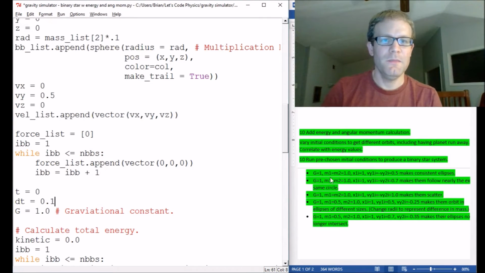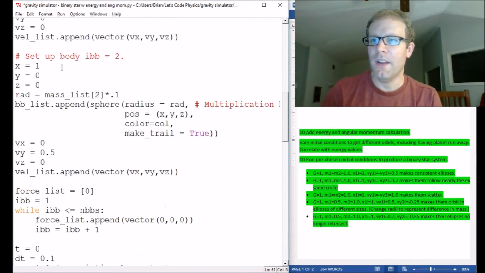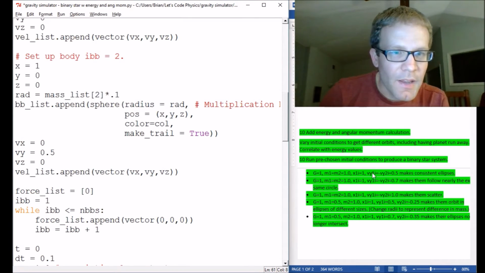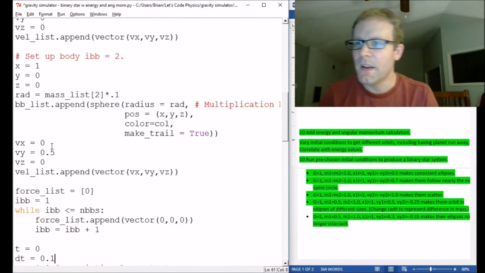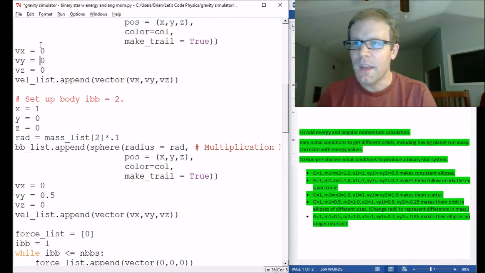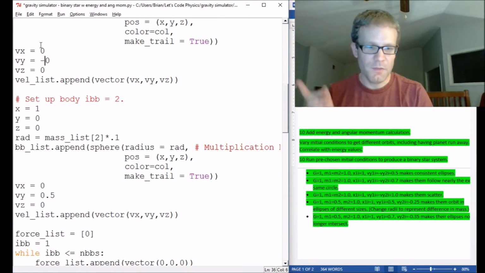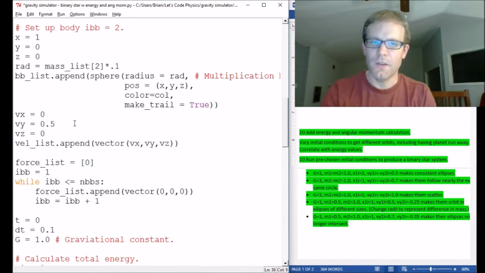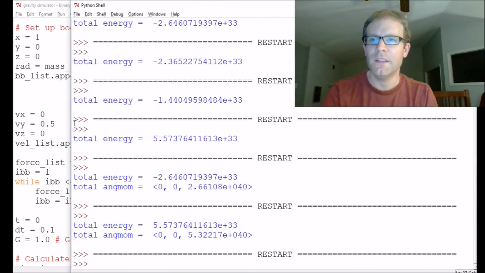Okay, so I set the two masses equal to each other, and I've put one of them out at 1. I do want to give one of them a different speed. Let's give this one a negative 0.5. You'll see why I want to do that in a second. Okay, so let's run this thing and see what we get.